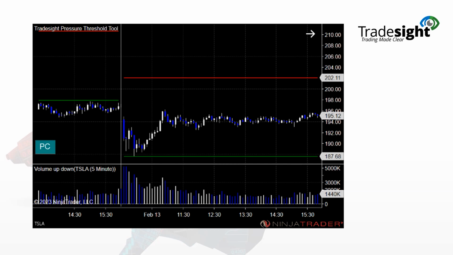But that's a good example right there: you had a little gap down in Tesla, you moved lower, and you hit the pressure threshold for the day, and we stayed in the range. Okay, and we'll get into all that now.